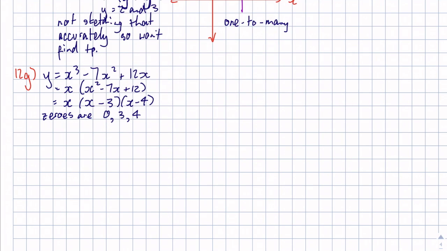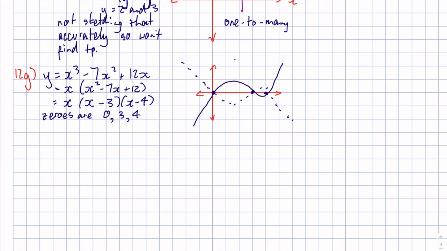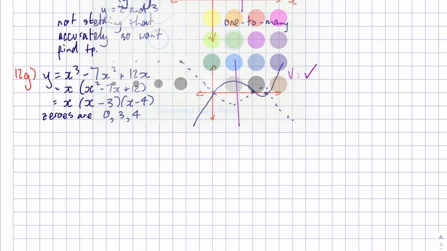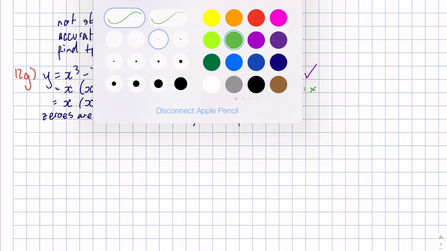So if I were to sketch this fairly rubbishly, which remember, we're not doing an amazing job, it's just enough to get an idea of what it's going to look like. 0, 3, 4, so it's going to kind of yoink, like that. It honestly doesn't matter if we'd stuffed up and done that instead. It'll still be the same for the vertical and horizontal line test. So let's put a vertical line in. It only hits it once, so pass. If we put a horizontal line in, it hits it twice, which means this is many to one.